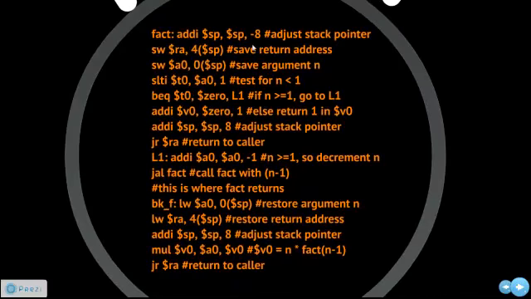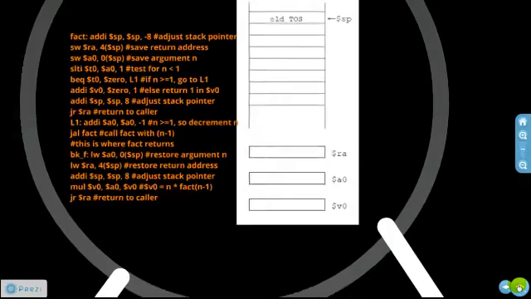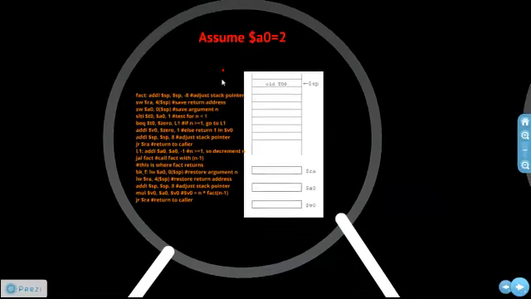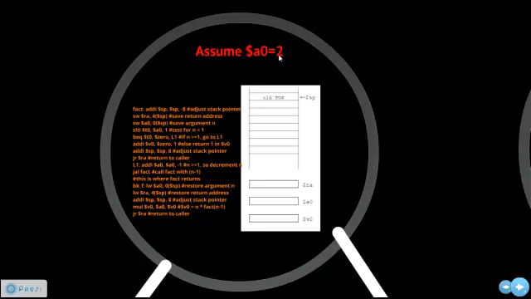This is the translation of that C code into assembly, and I will be going over each of these instructions during this example. So assume A0 equals 2. So that means we need to calculate the factorial of 2. As you can see, when we are starting this procedure, the stack pointer is at this position. So what this means is that at the end of this procedure, the stack pointer should be restored to this position.